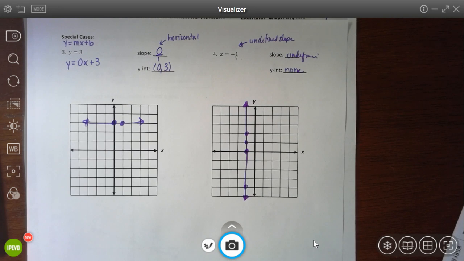Okay, so you're going to practice working with graphing using slope and y-intercept. So hopefully these examples were helpful.